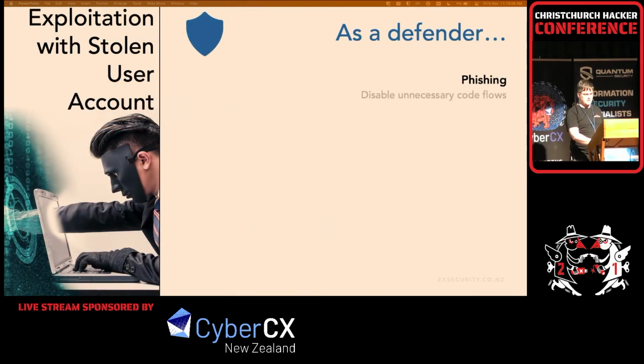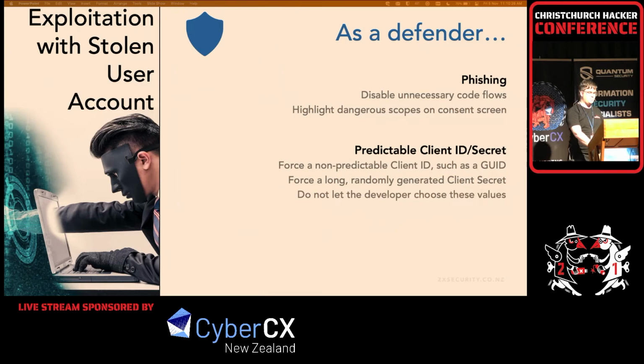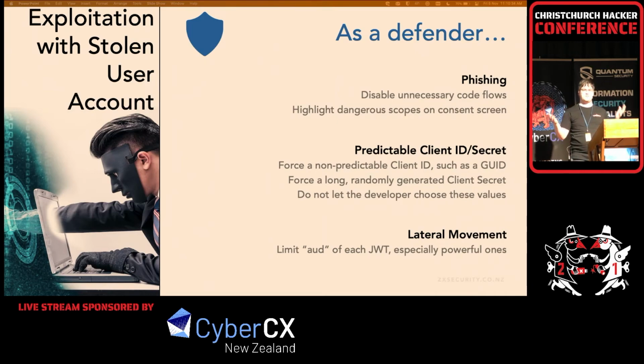As a defender, again, phishing: disable those unnecessary code flows, highlight dangerous scopes on the screen. This thing's trying to read all of your email. Do you really want to be allowing that? Predictable client IDs and secrets: force a non-predictable client ID when developers sign up for a new client, third-party client registration, such as a GUID. And also force a long, randomly generated client secret. It shouldn't be something that's like a password. Don't let developers choose the values. Lateral movement as well: limit the audience of each JWT, especially powerful ones. Don't list them all in there all at once if they've got powerful permissions. Have one JWT per server.